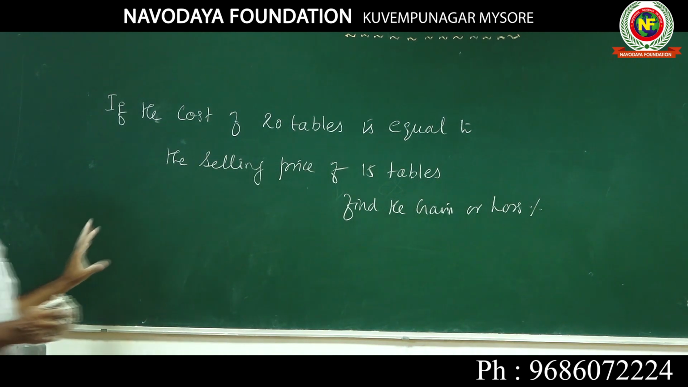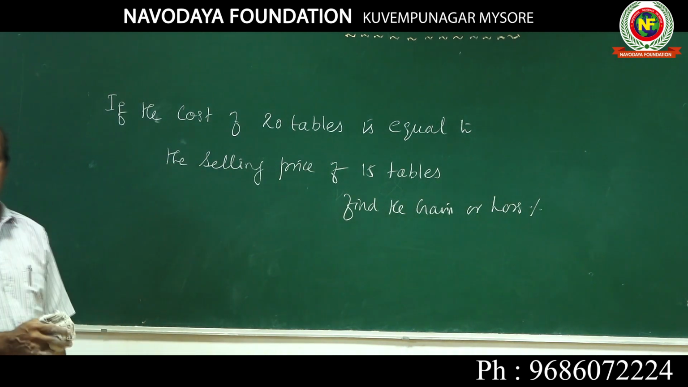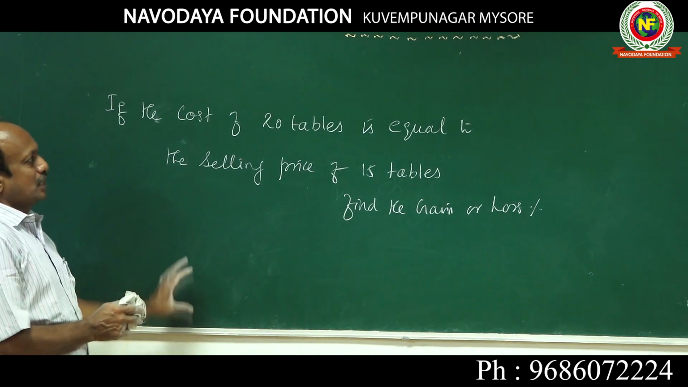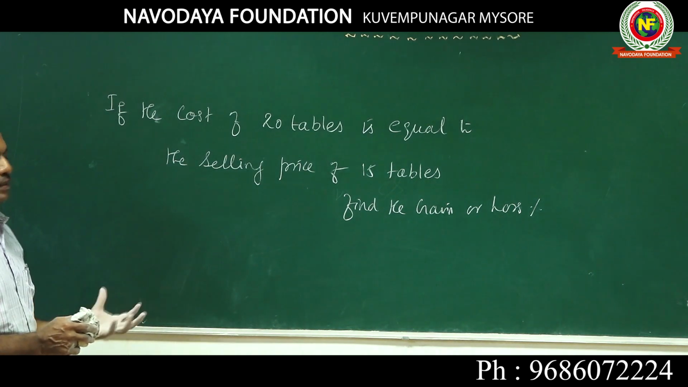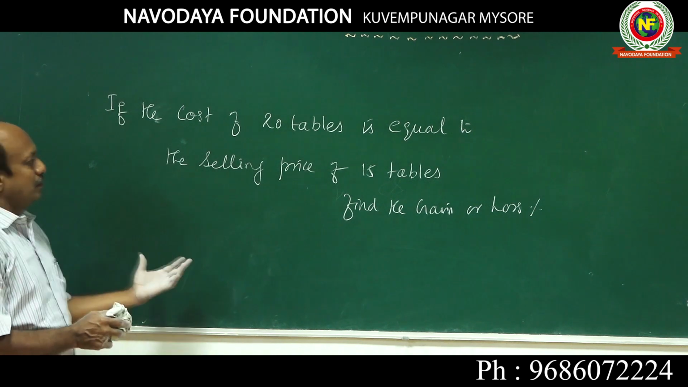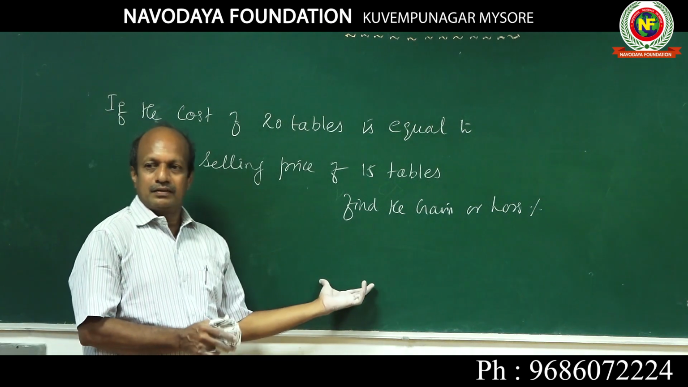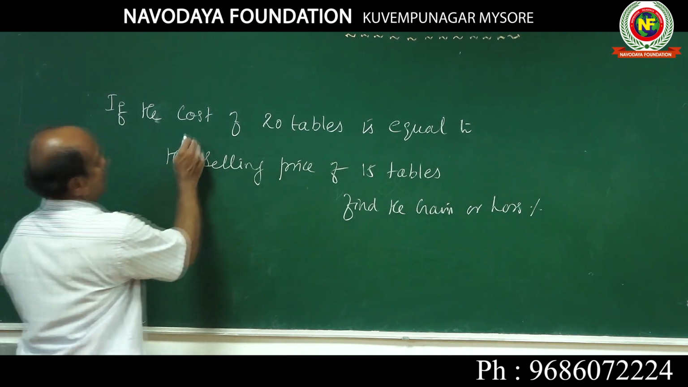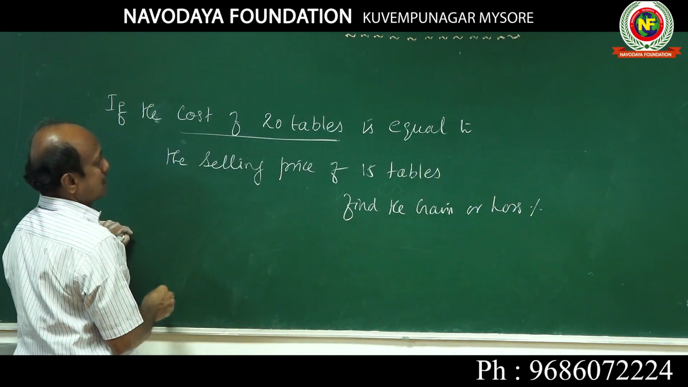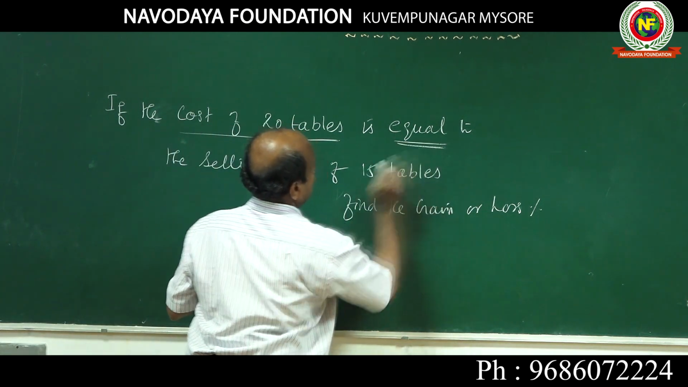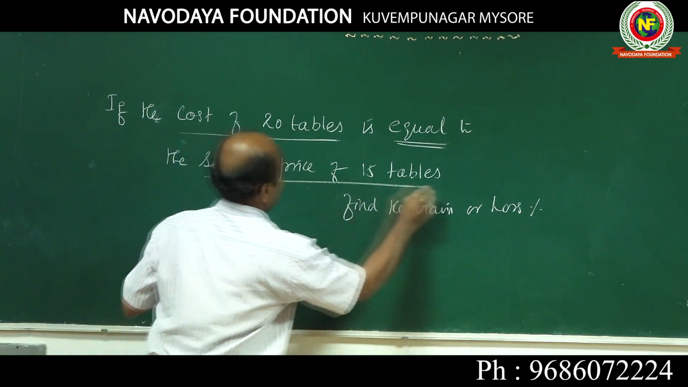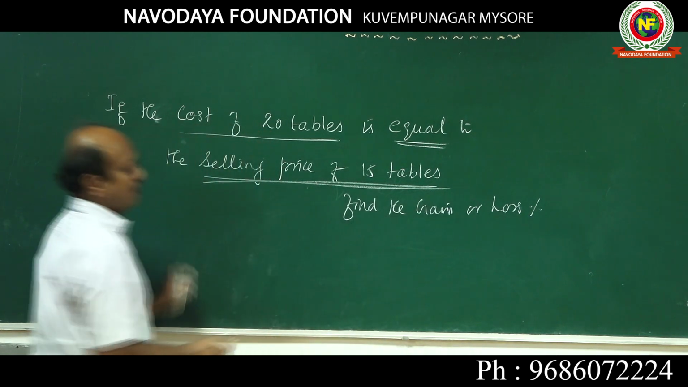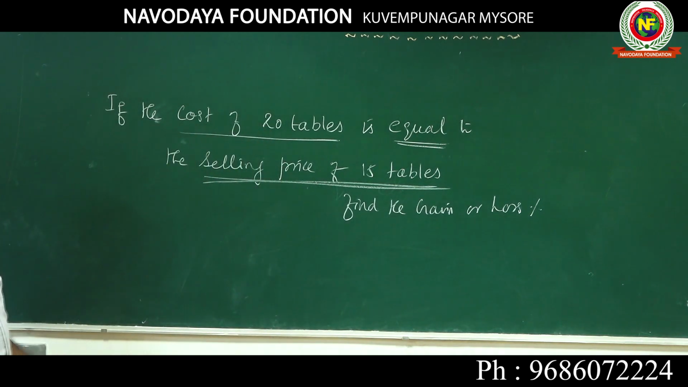Read the problem twice or thrice. Analyze what information is given. Then start solving. What is the method you can adopt? If there is any formula or concept, apply it, then simplify, and you will be getting the right answer. Here what is given? Cost of 20 tables is equal to the selling price of how many tables? 15 tables. You have to find the gain or loss percentage.